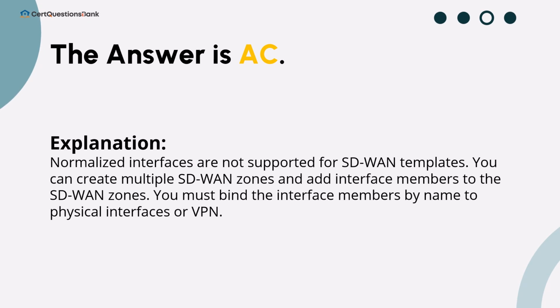The answer is AC. Normalized interfaces are not supported for SD-WAN templates. You can create multiple SD-WAN zones and add interface members to the SD-WAN zones. You must bind the interface members by name to physical interfaces or VPN.